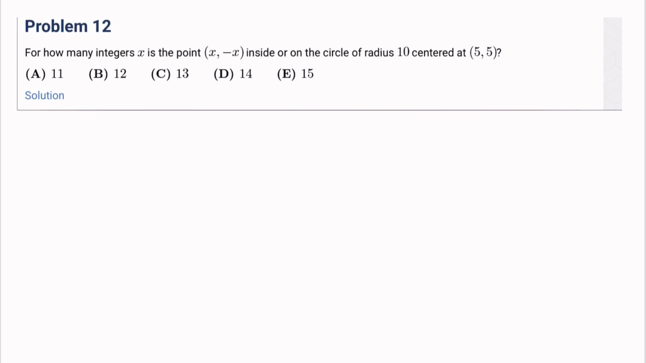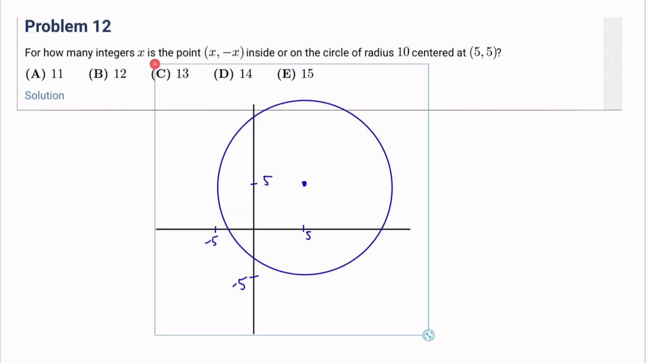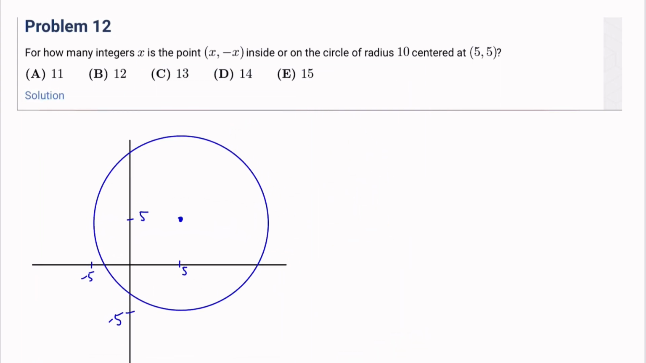Number 12. For how many integers x is the point x, negative x inside or on the circle of radius 10 centered at 5, 5? So let's first draw a diagram. So this will be our circle of radius 10 centered at 5, 5. So this is 10 and this is 10. And for the point to be x, negative x, this is just the same as saying y equals negative x, right? Because this is supposed to be x, y, but y is replaced with negative x, so it's the line of y equals negative x.